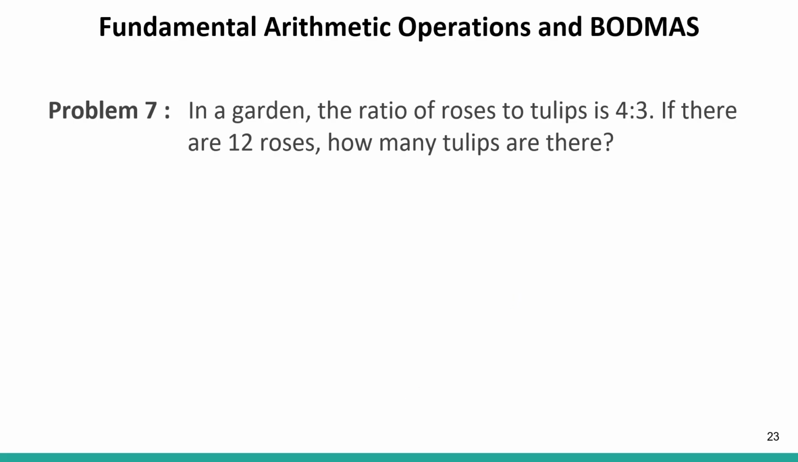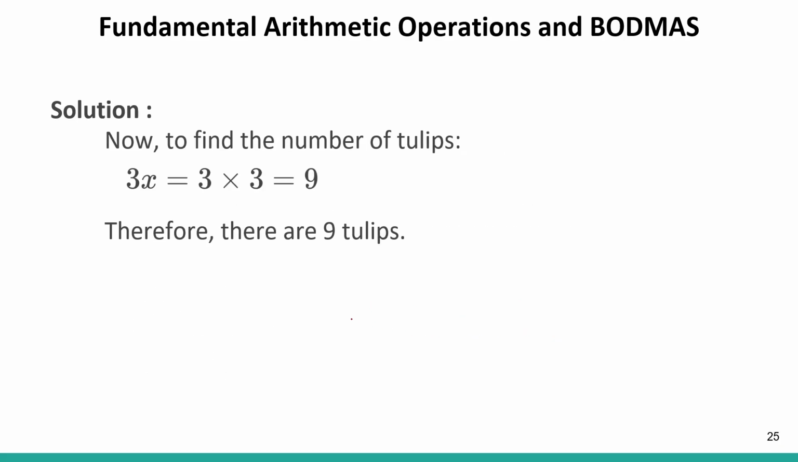What it asks us is: the ratio of roses to tulips is 4:3. If there are 12 roses, how many tulips are there? So let the amount of roses be 4x and the amount of tulips be 3x. So 4x is equal to 12. This implies that x is equal to 3. So this implies that 3x is equal to 9. So the number of tulips is 9. Okay, there are 9 tulips there.